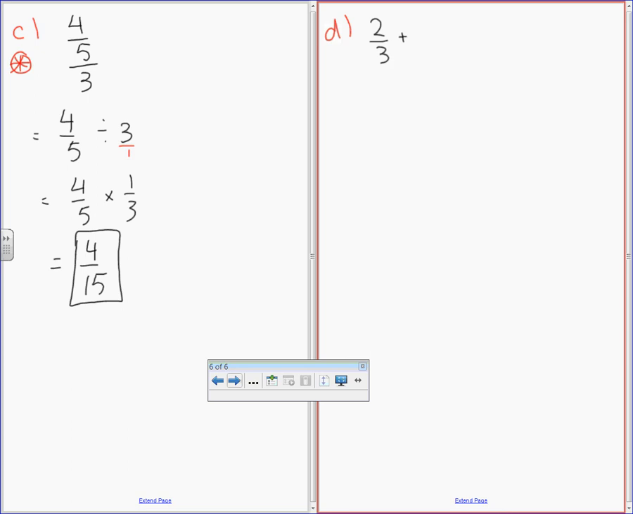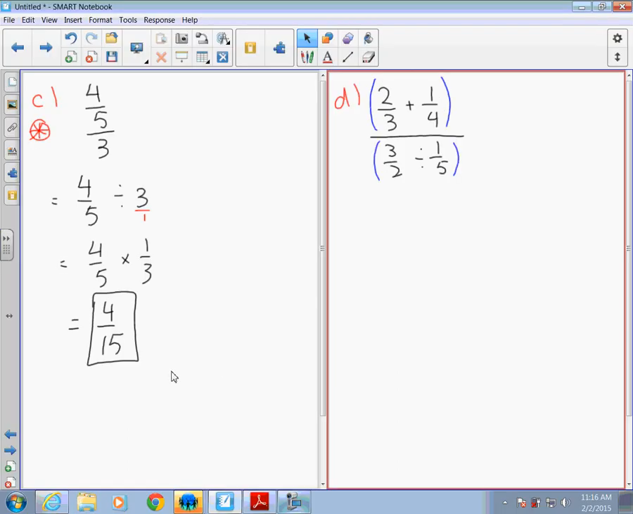Two-thirds plus 1/4, divided by 3 over 2 divided by 1/5. Okay, I'm going to pause and give you guys a chance to work this one out. Now, if you don't know how to get started, what I would strongly recommend is to put imaginary brackets around these like this. Because you're going to simplify the numerator first, then simplify the denominator, and then divide them through. I'll hit pause on the video, and then we'll take up the solution here in a minute.